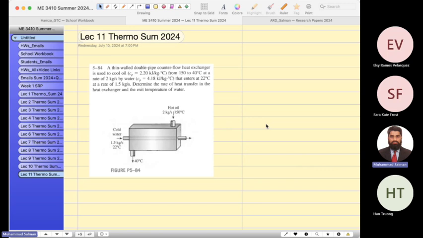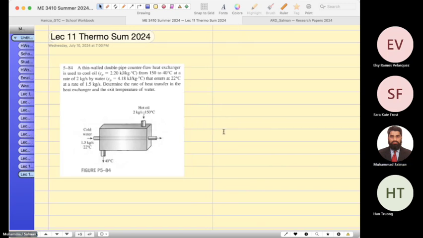So let us complete this question. The question is, a thin walled double pipe counterflow. Counterflow means the water enters here and leaves here. Sorry, this is hot oil. And the cold water comes here in a separate tube. They are not mixed together, but their heat is exchanged.